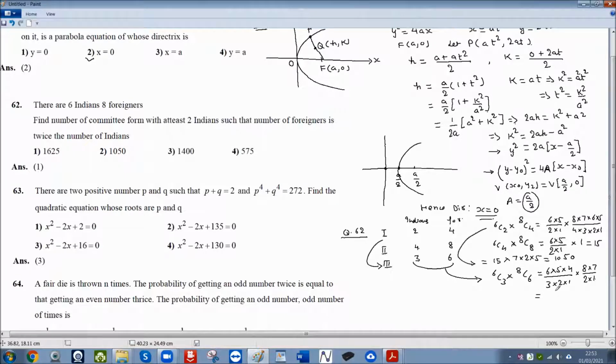So this one must be 20 into 28. So this one is 560. So adding all the cases, our total committees comes out to be 1625.